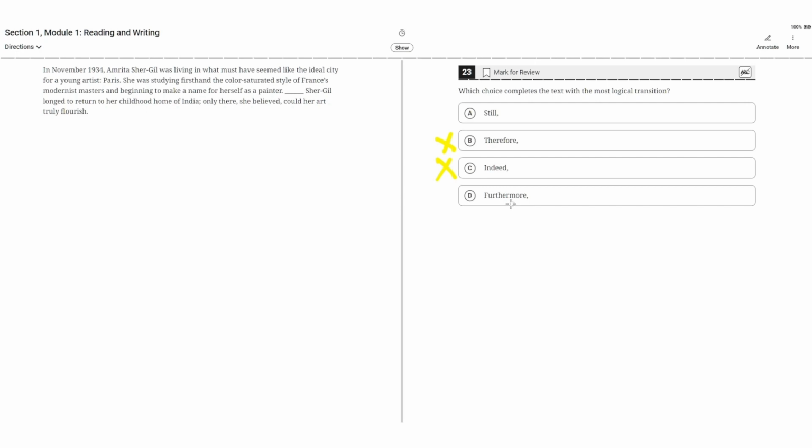D. Furthermore. This is incorrect for the same reason as B, because furthermore, like therefore, emphasizes what was said in the first sentence, but this is not what occurs because these two sentences contrast each other. So A is the correct choice.